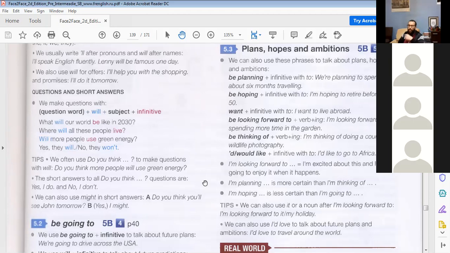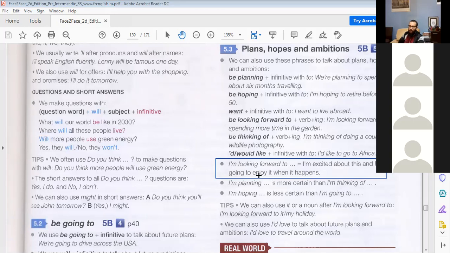Yes. So this new group is useful because we can express certainty with it, with different degrees of certainty. Some of them are more certain. For example, I'm going to is more certain than I'm hoping. Also, I'm planning is more certain than, for example, I'm thinking of. But you can use all of them to talk about the future. They're all useful. So, this is the answer to your question, Safiya. I'm looking forward to means I'm excited about this and I'm going to enjoy it when it happens. There's an expectation of enjoyment, of pleasure.